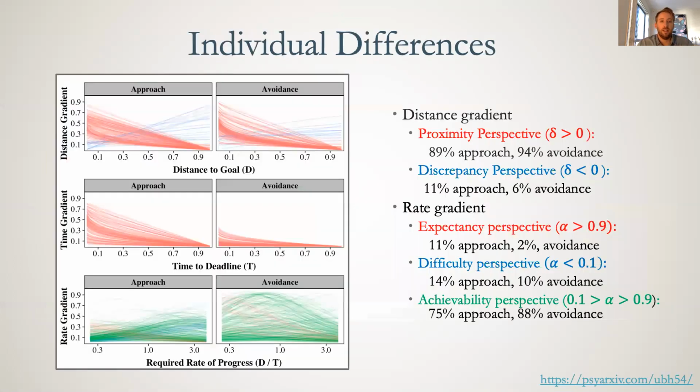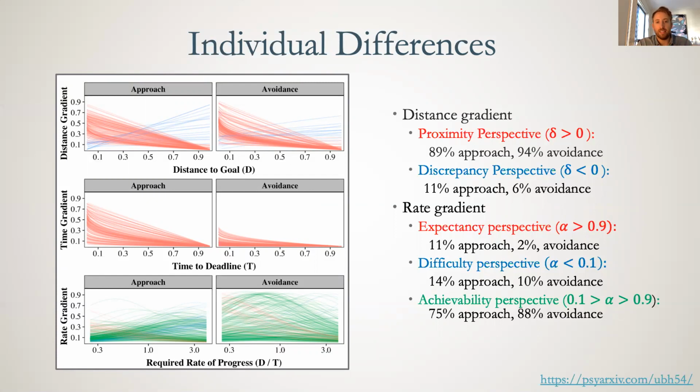You can also break these results down by participant and by gradient in order to get a sense of what the individual differences look like. So in terms of the distance gradient, which is that top row here, most participants had negative gradients, so about 90%, and these negative gradients are shown in red. And this is evidence for the proximity perspective in favor of that discrepancy perspective.